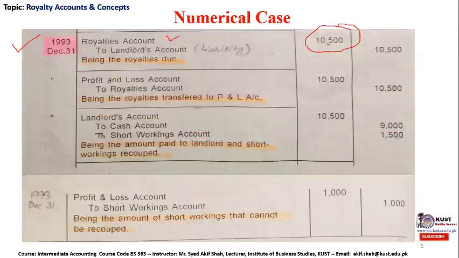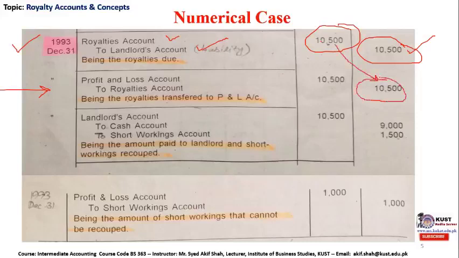So here it is, the third entry. The royalty account debited by 10,500 and the liability due, which is landlord account, will be credited because this is a liability in the lessee's book. Then we have a closing or transferring the royalties into the profit and loss account. Here it was in debit form, so we have to give a cross credit entry to write off this royalty expense account into the profit and loss account. So we done the same over here. The royalties being transferred to the profit and loss account.